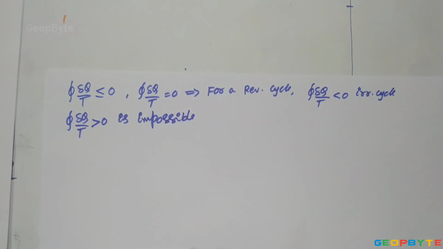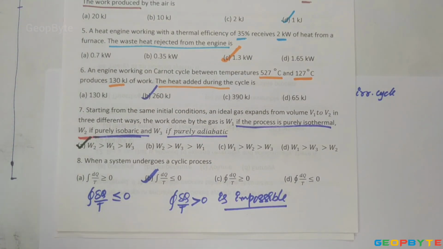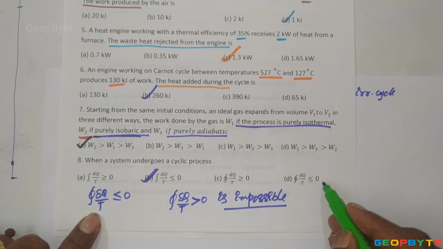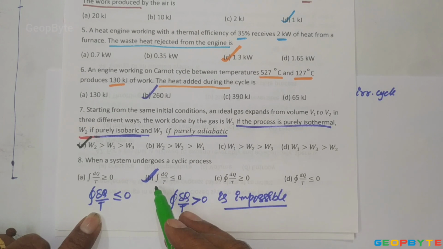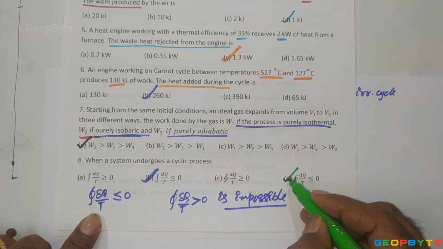So the given problem is for a cyclic process. For any thermodynamic cycle, cyclic integral del Q by T is always less than or equal to 0. Option B is just integration only. There is no cyclic symbol. Therefore, option D is correct.